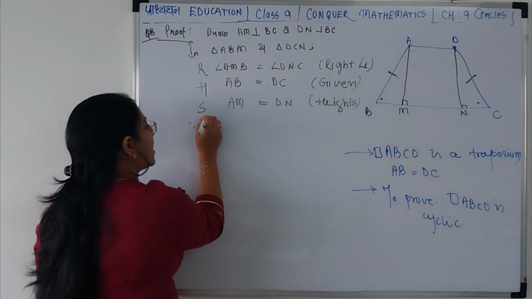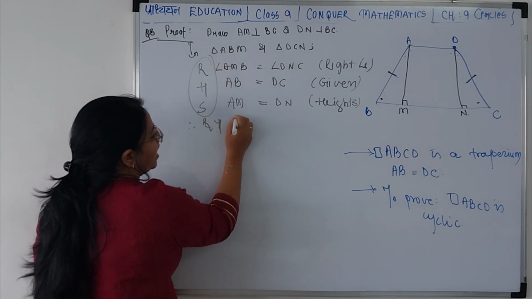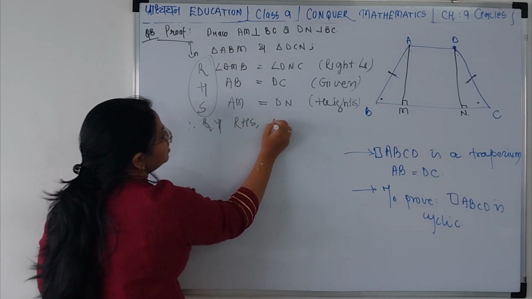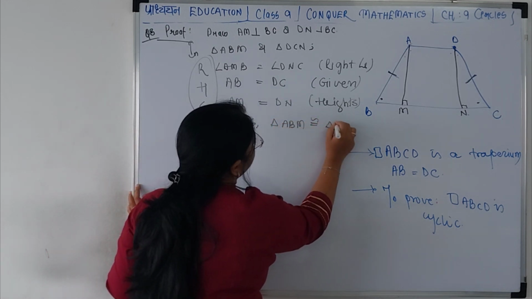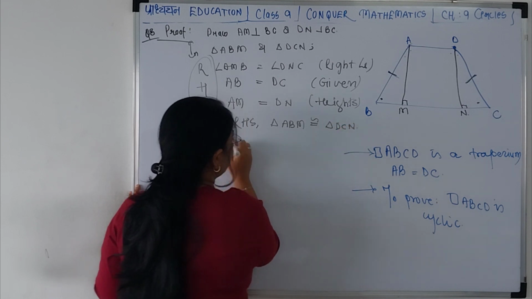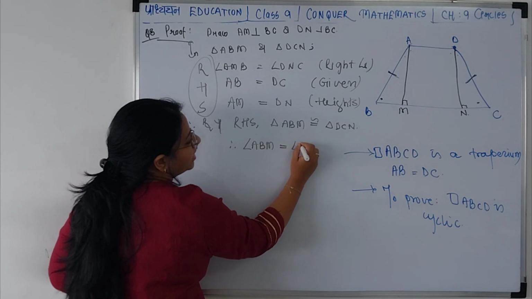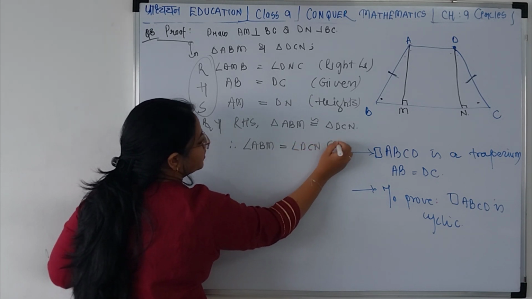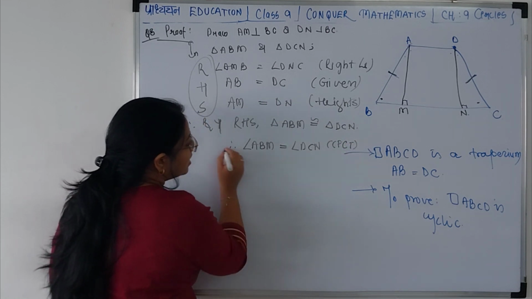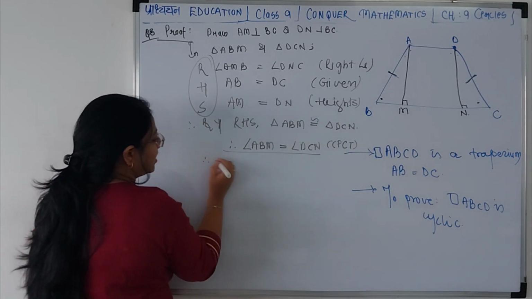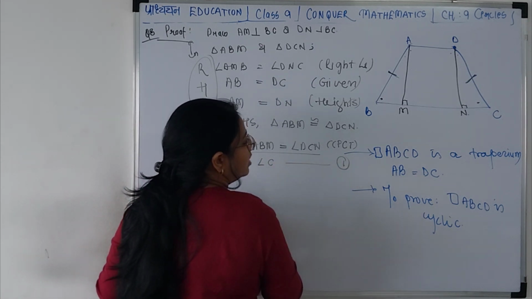Okay. Therefore by RHS theorem, we say that triangle ABM is congruent to triangle DCN. इससे क्या मिलता है? Angle ABM is equal to angle DCN by CPCT, congruent corresponding parts of congruent triangles. If these two angles are equal, can I say angle B is equal to angle C? Let's call this number 1.